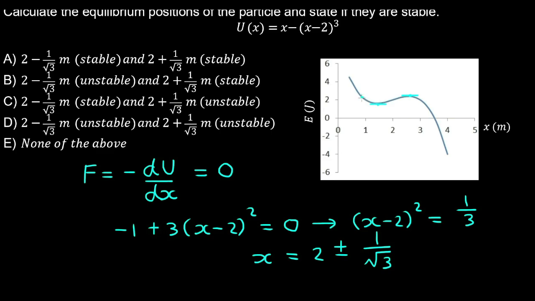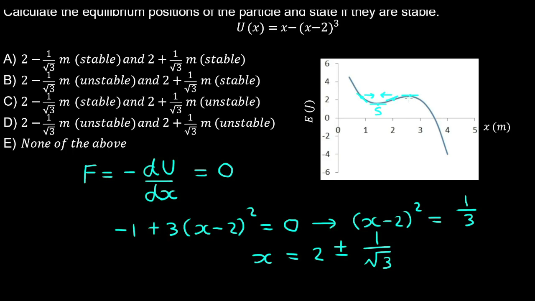So at some point to the left of the equilibrium point, the slope of the potential energy function is negative. So from this equation, the force points to the right, and on this side, the slope of the potential energy function is positive. So the force points to the left. So this is a stable equilibrium point because the force is a restoring force.